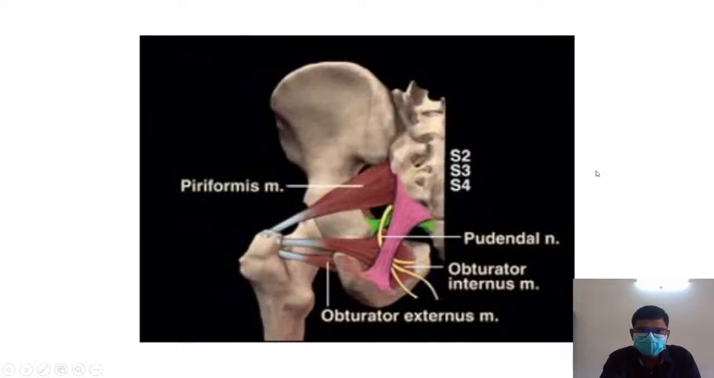So you can see this one. This was the greater sciatic foramen. Now you can see the lesser sciatic foramen here. You can see the pudendal nerve, and again it is coming through this part, and the obturator externus muscle, obturator internus muscle.